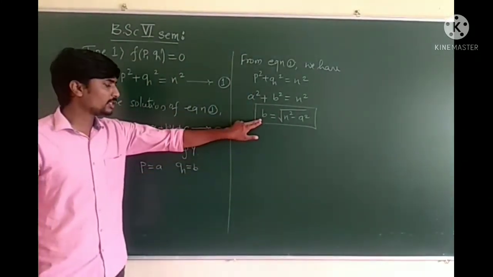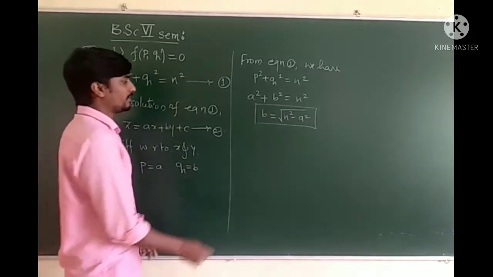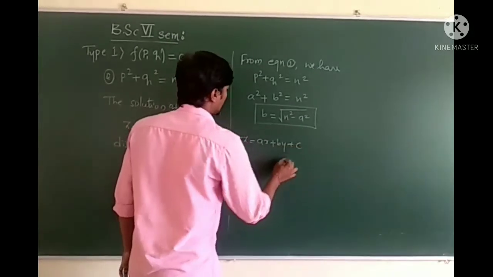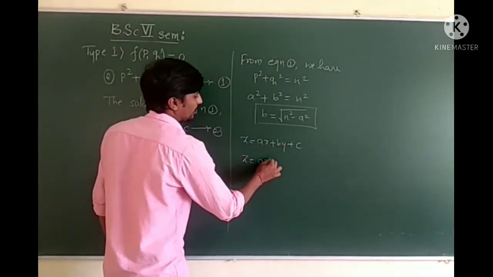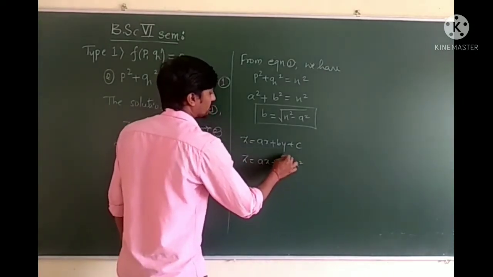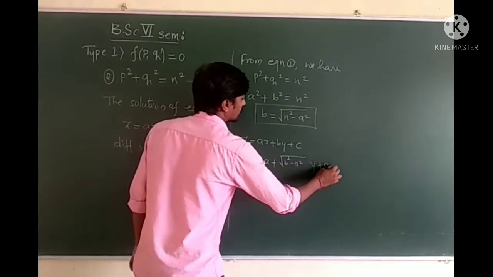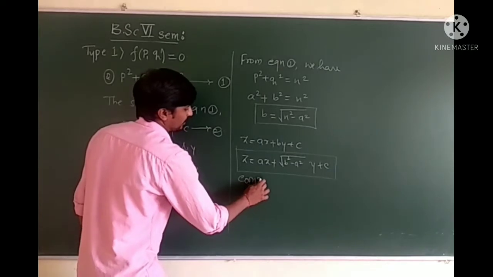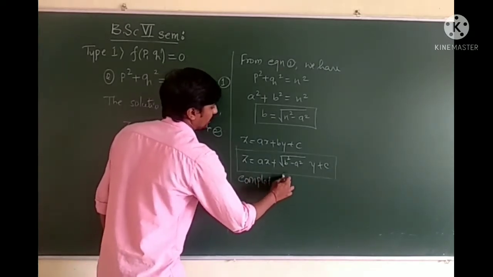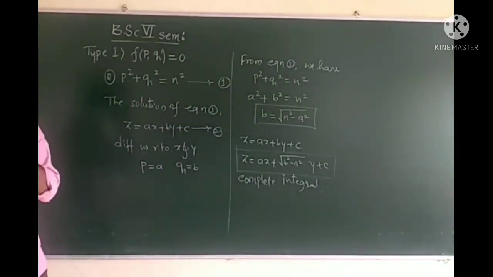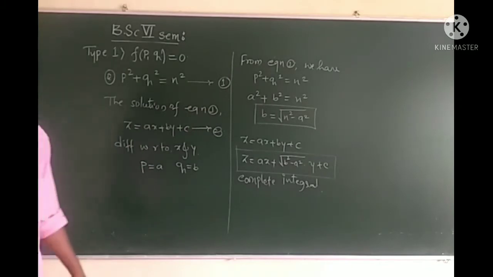This is your b value. Now substitute this b value in the equation z equal to ax plus by plus c. So z equal to ax plus under root of n square minus a square into y plus c. This is the complete integral. Note down this example here.